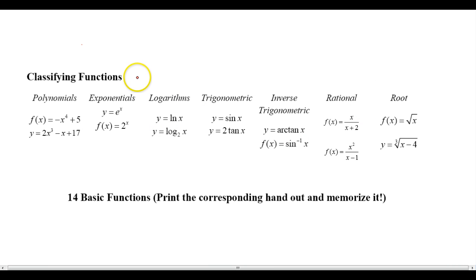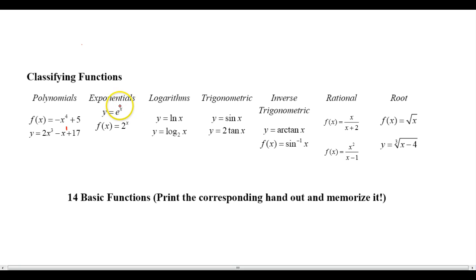Classifying functions. In this class, we're going to deal with particular types of functions that come up relatively often, and those types of functions have classifications. Really, functions can be broken down into these 7 categories. Polynomials. Examples of polynomials are listed below. Polynomials are terms that are added or subtracted which have variables raised to positive whole number exponents. So 4 is a positive whole number, 3, and this is x to the 1. We can't have any fractions and we can't have any negative exponents to be considered a polynomial.